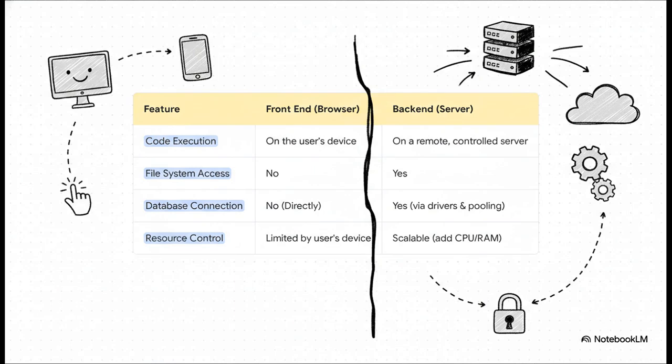And this table just lays it all out perfectly, right? The front end, running in your browser, is all about presentation. It's what you see, what you touch. The back end, on the other hand, is the powerhouse. It's where the data lives, where the security is enforced, and where all the serious computing gets done.